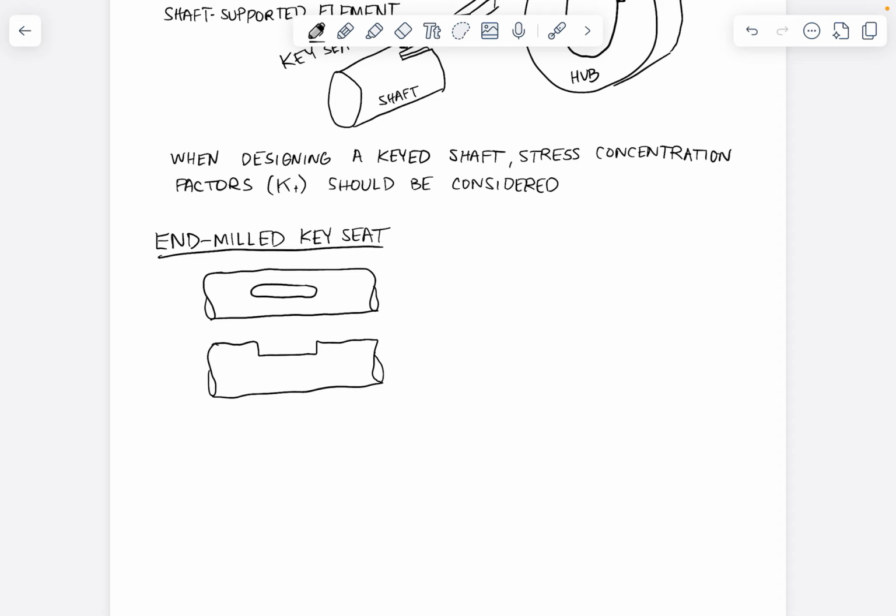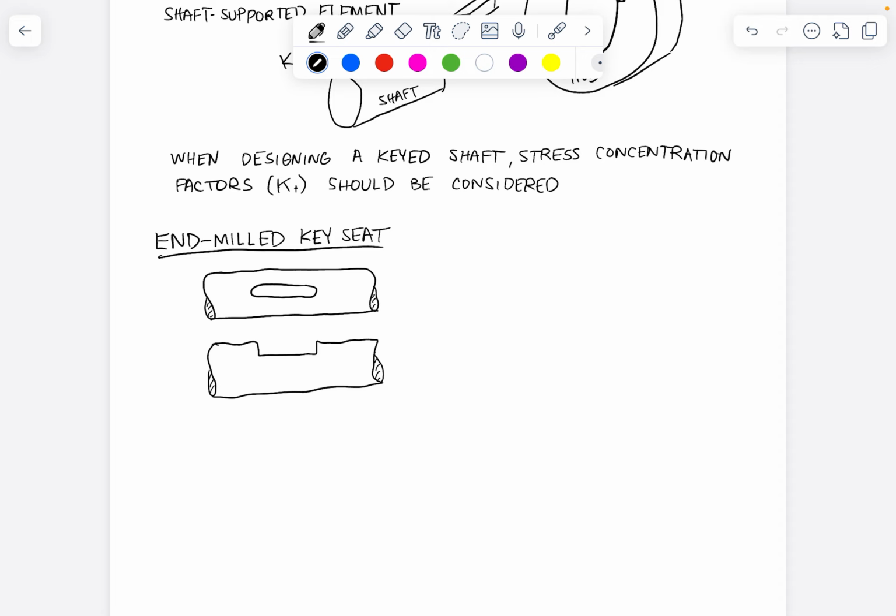Well, that's as good as it's going to get. Okay, and so the way that this is milled is we take our bit and we drill straight down. We let it run straight across, and then we pull it straight back out, right? That's how we get this shape when we're manufacturing this type of key seat.